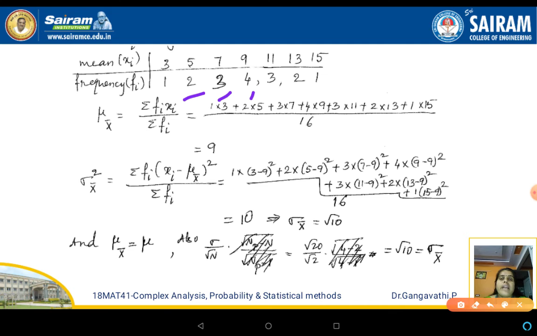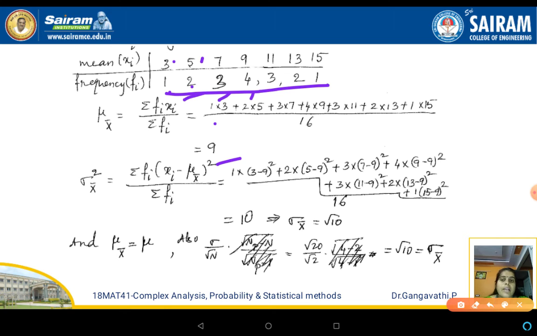Now we have to evaluate mu for the samples. Mu of the samples can be defined as summation Fi xi divided by summation Fi. Substitute your F value and X value and divide by the sum of all the F values. F is 1 and X is 3; F is 2 and X is 5; and so on. Summation of all these things divided by the total of the frequency values. Summing all these values, it is going to be 16. Therefore mu X bar is going to be 9.